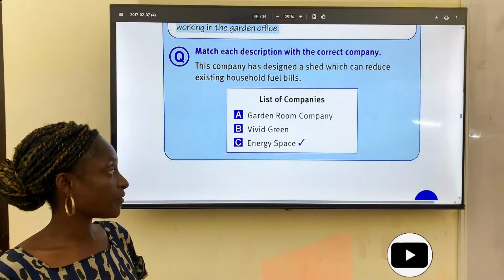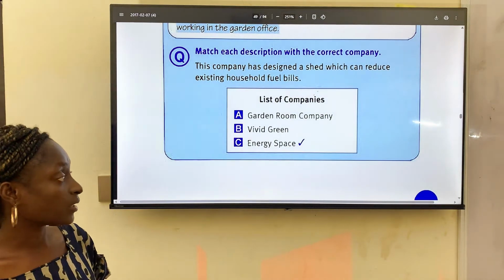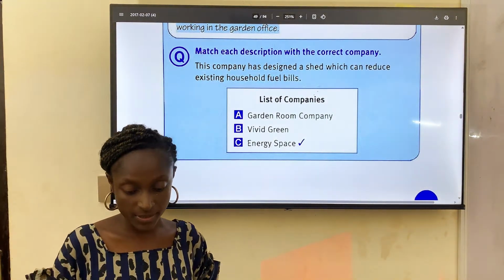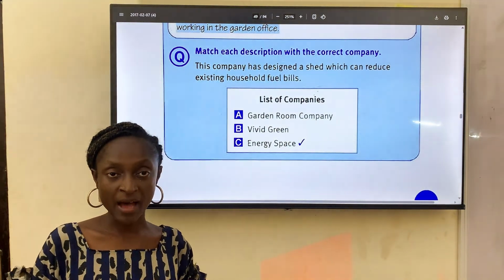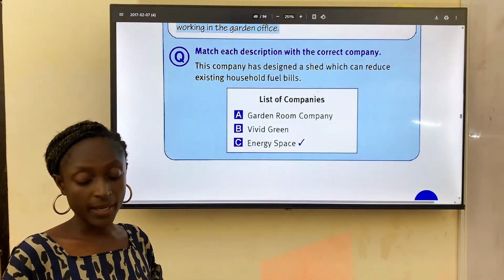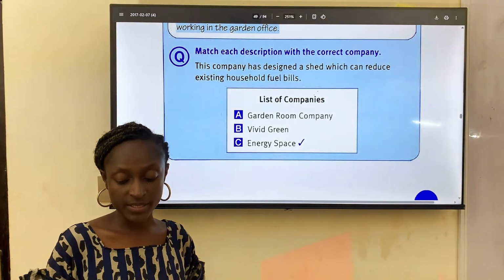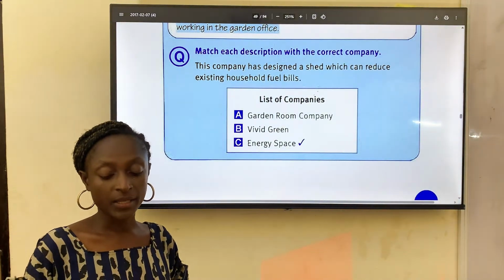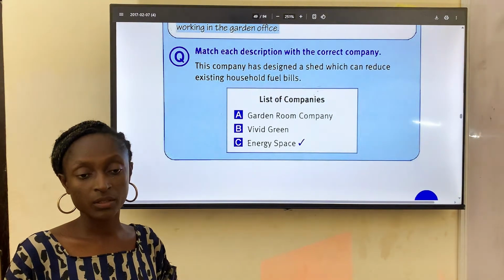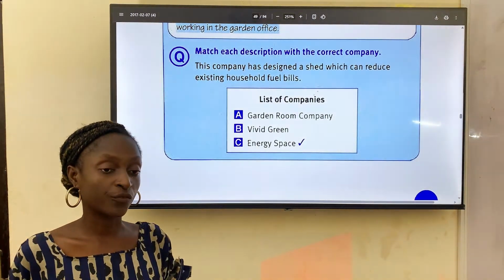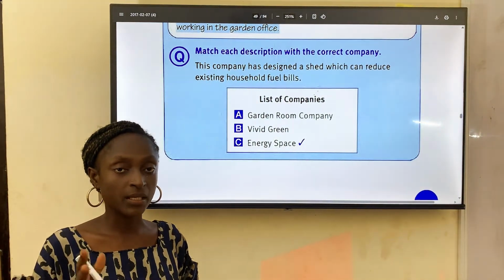The first is garden room complaint. The second is Vivid Green. And the third is Energy Space. Now, you would notice that we have the label A, B, C in front of each of the complaints. In answering this kind of question, you are not expected to write out the name of the complaint. You are only required to write down the alphabet label.